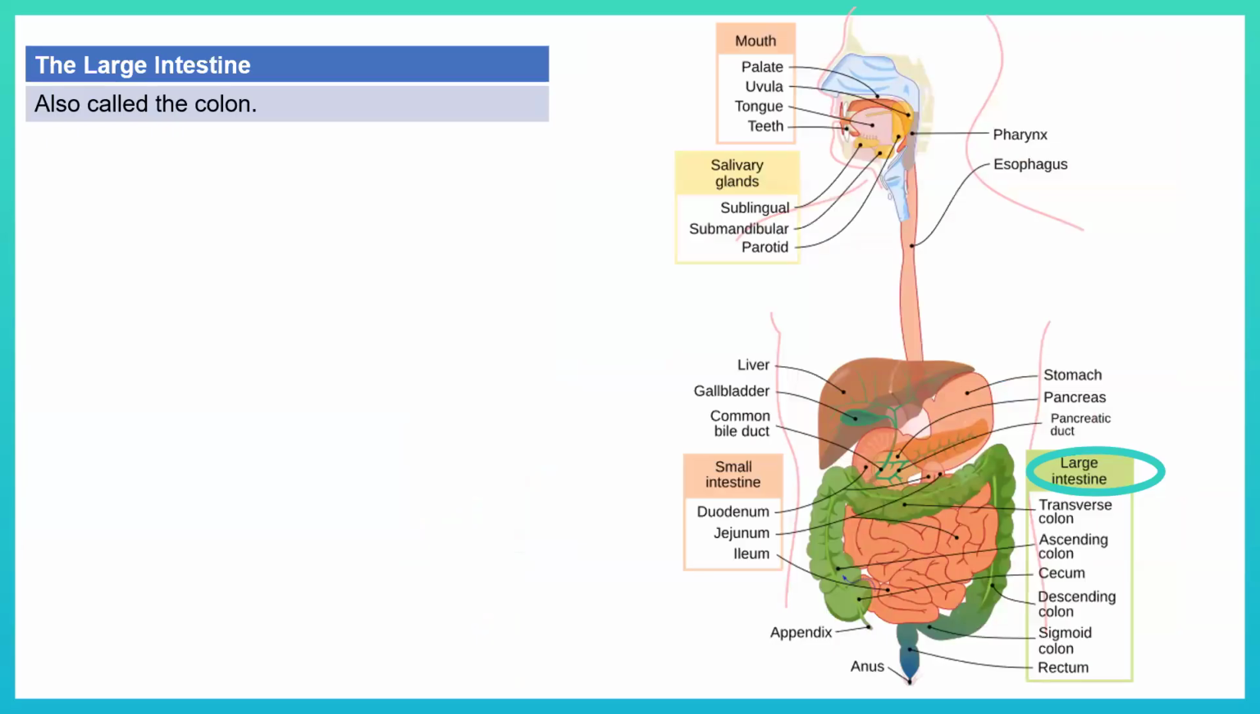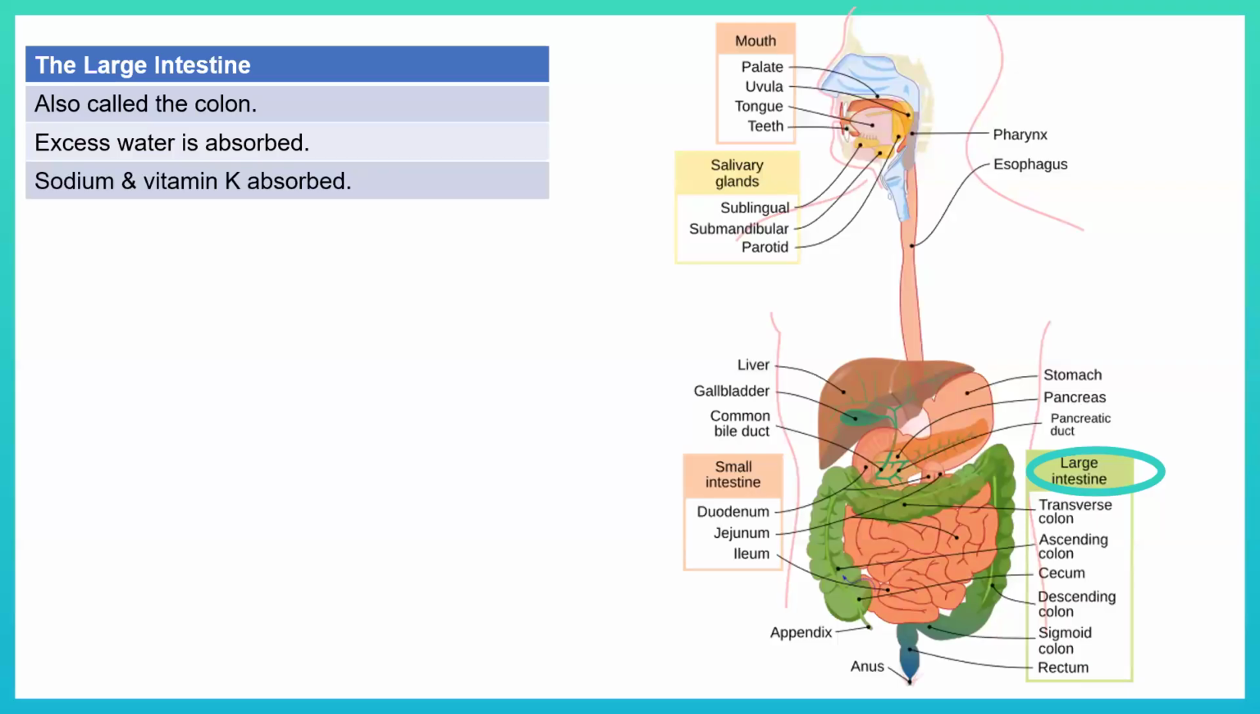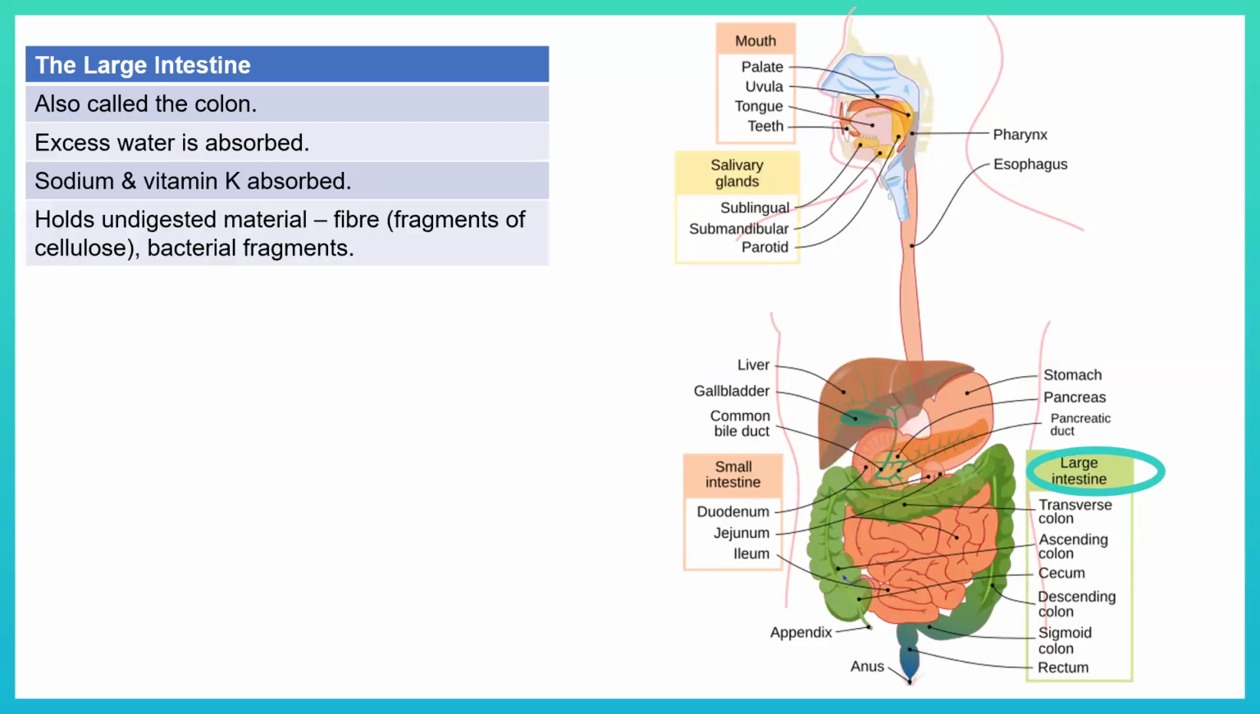And what is left in the small intestine, once the useful stuff has been taken out, moves then into the large intestine, which is in green. It's not green in real life. What happens in the large intestine is water is absorbed so that our feces isn't watery all the time. We also absorb any sodium or vitamin K, and it holds on to the undigested material. That's basically fiber.